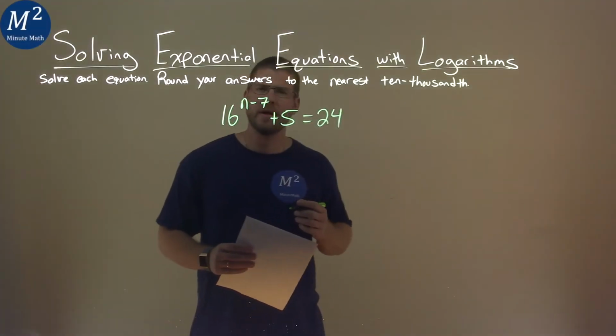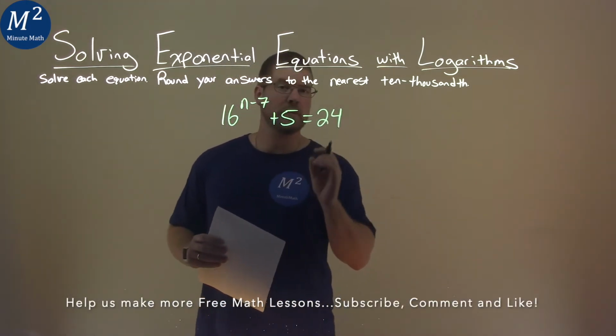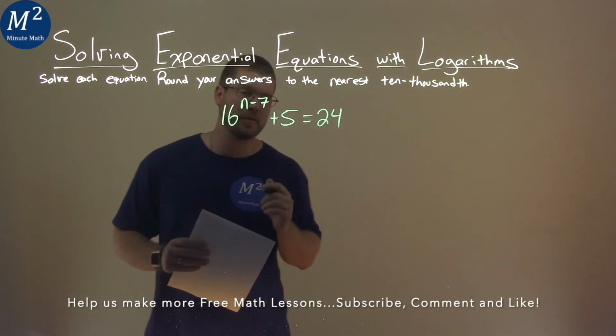We're given this problem right here, 16 to the n minus 7 power plus 5 is equal to 24, and we need to solve this equation.